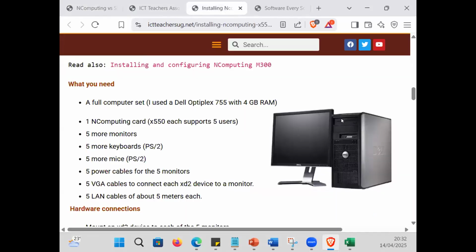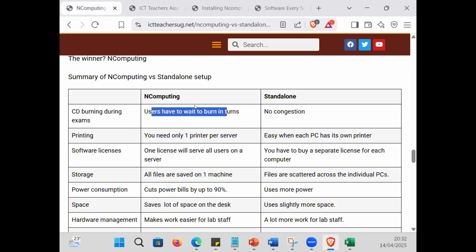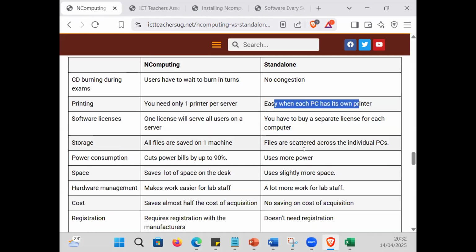Now, the challenge with this setup is that all these children are going to have one CD writer on this computer. If it comes to UNEB burning, the learners have to burn in turns. But if it's standalones, every learner has their own computer, so everyone can burn. Then we have printing. Here, printing may be easier because you don't even need to network. All the computers are on one system unit, so you connect the printer only on the server. On the other side, you have to network computers if they are to print on one printer. If not, you use a flash disk to print manually.